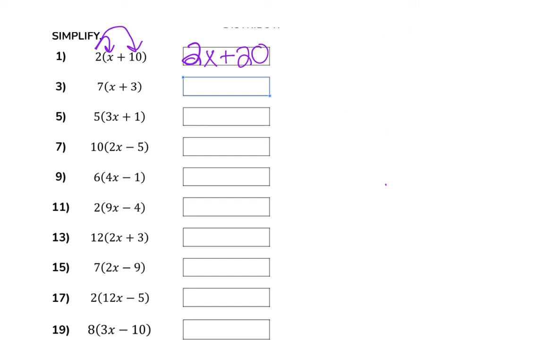Let's go down to number 7. No, that's got a lot of them. Let's go number 9 down here. Let's try that one next. All right, so number 9 says we have 6 groups of 4x minus 1.